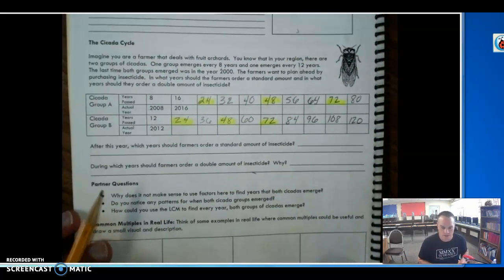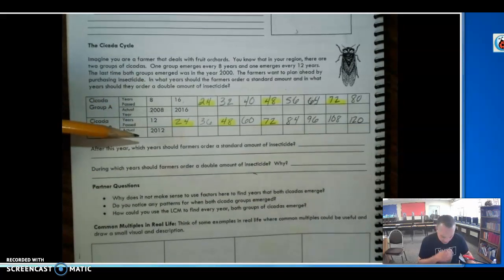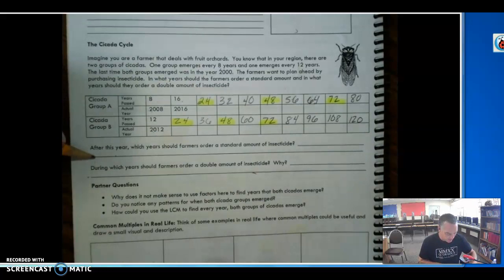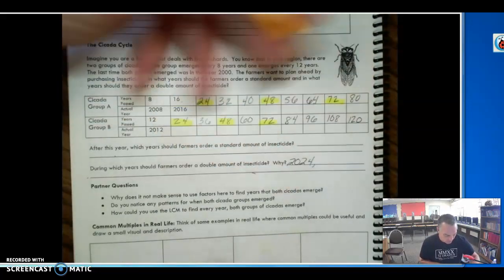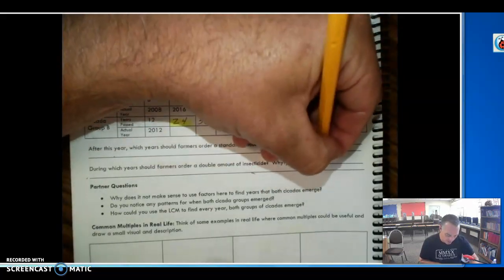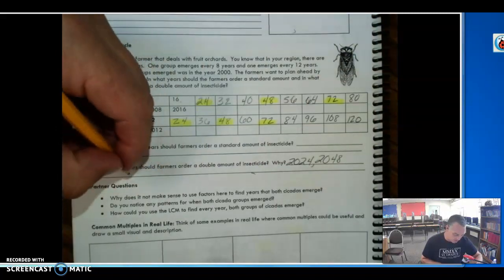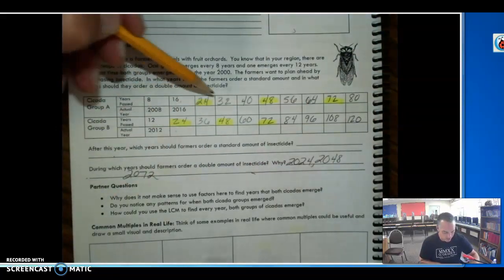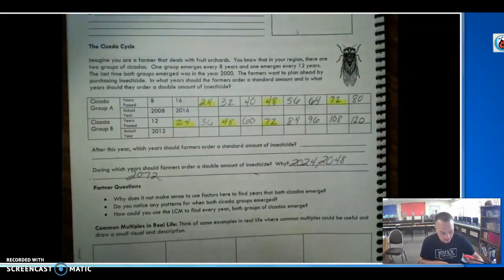So which years should they get a standard amount? Well, every year should be a standard amount, so don't worry about that one. What about a double one? The doubles would be in 2024. The doubles would be in 2048. And the doubles would be in 2072. And we did that just by finding the ones that share. So we listed all the multiples and we highlighted the ones that they had in common. So here's the one in common here.